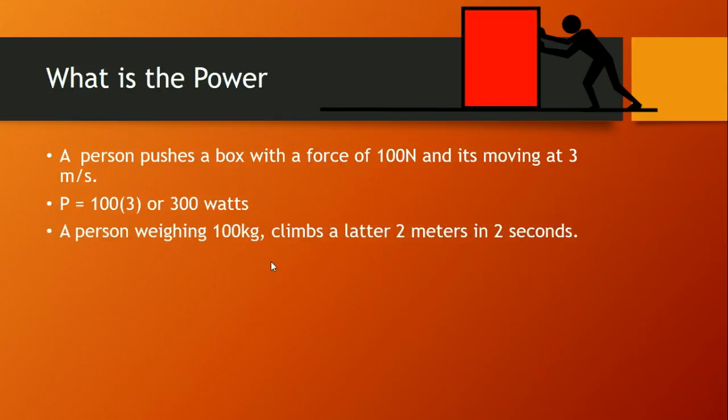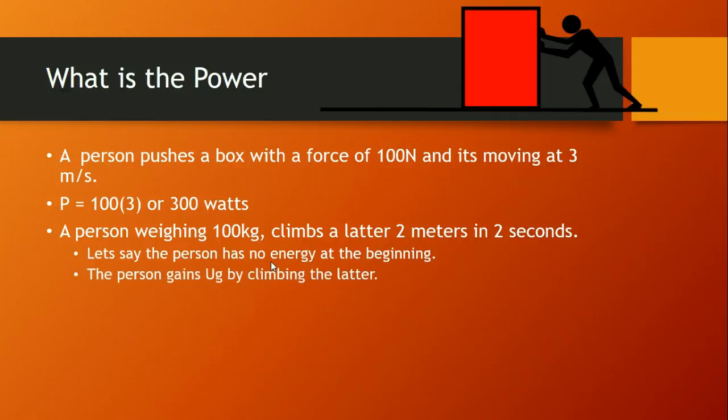Okay, so here's a little bit more involved problem, but still pretty simple. A person weighing 100 kgs climbs a 2-meter ladder in 2 seconds. Let's just say the person has no energy at the beginning. At the end, they gain gravitational potential energy by climbing the ladder. The gravitational potential energy is mgh: mass, gravity, height. So mass is 100, gravity is 10, h is 2 meters. Actually, that should be 2,000 joules. Sorry. So it's 2,000 joules, and that's the energy that they gained.